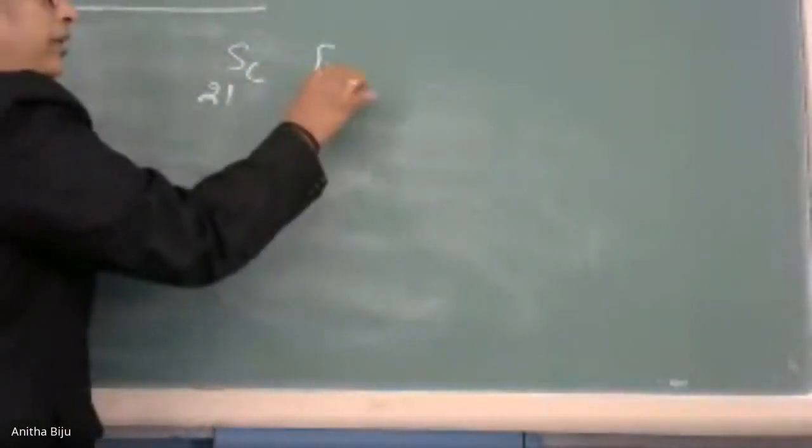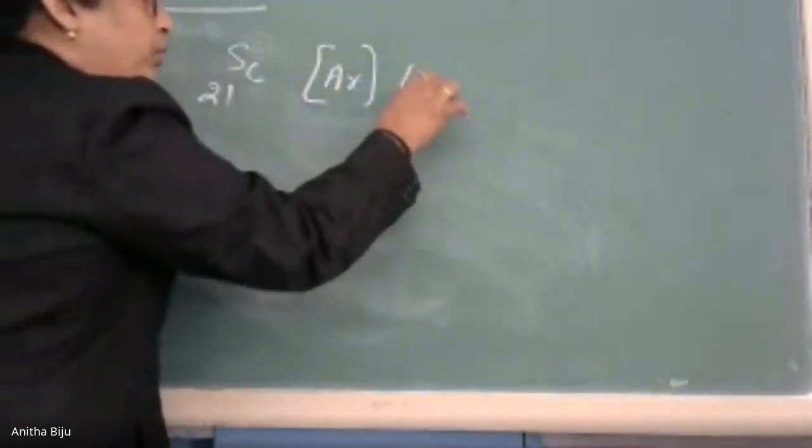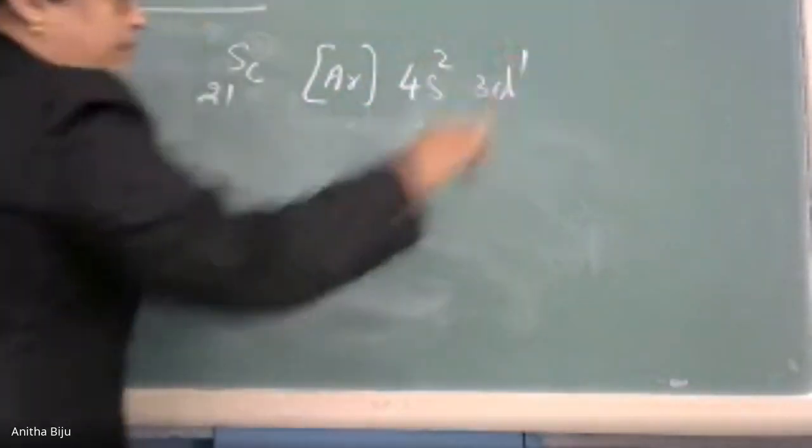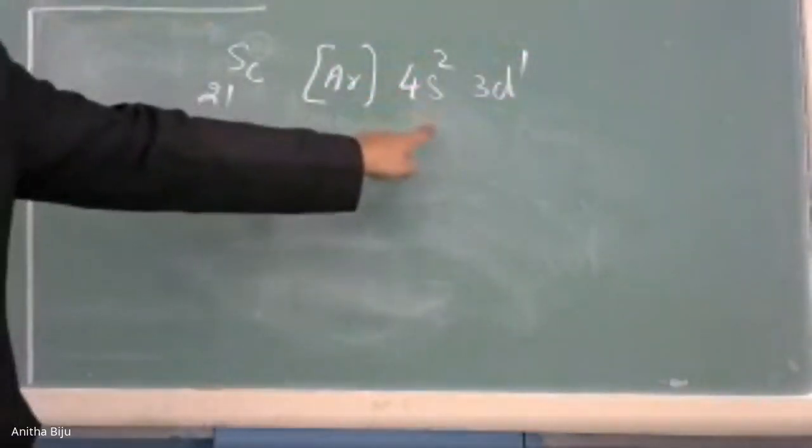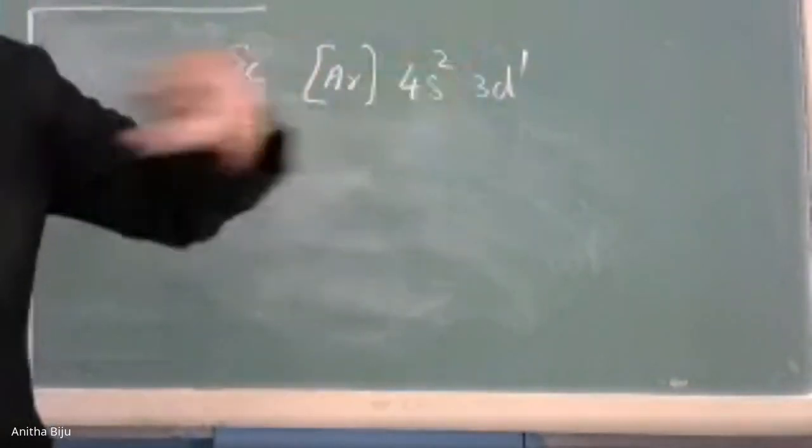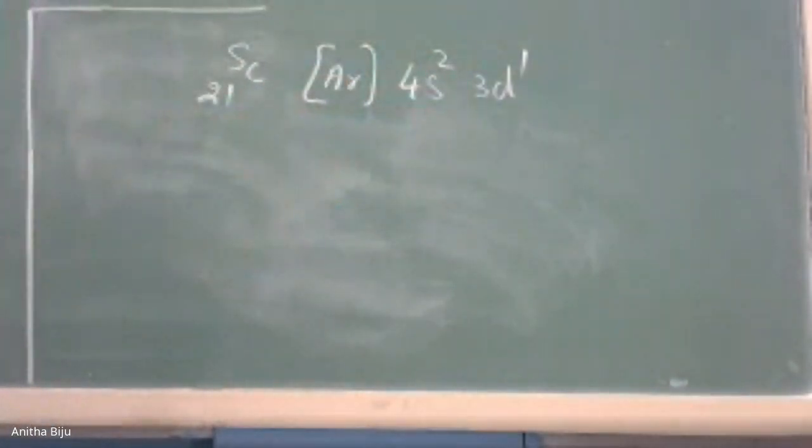Now I am explaining a very important topic. Very simple example: let us take scandium with atomic number 21. Configuration is argon configuration 4s2 3d1. First of all, these two electrons enter into chemical reaction because they are the outermost electrons.